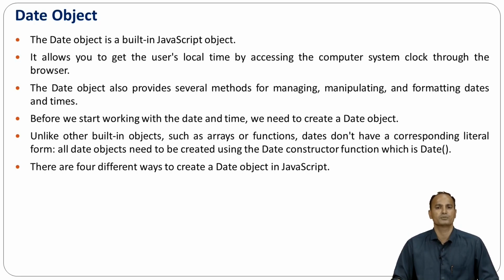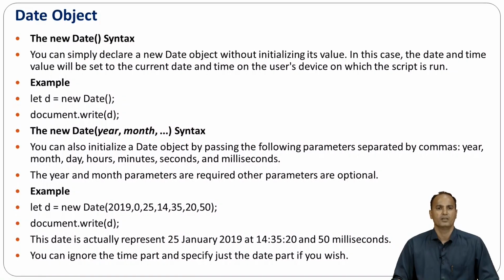There are 4 different ways to create a date object in JavaScript. One is using the new Date syntax, as it is mentioned: variable d is equal to new Date, and then after we can display the date. Another is specifying year and month parameters in the syntax. So we can specify like this: variable is equal to new Date, then year, then the time zone, common with years, month, day, hours, minutes, seconds and milliseconds.